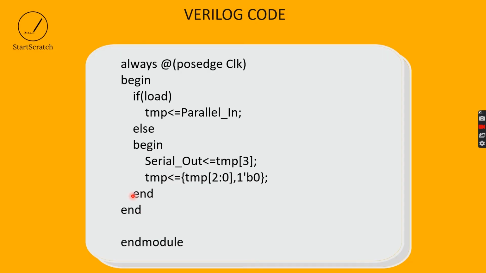Let's move to the procedural block, that is the always block. For every positive edge of the clock, there will be one condition, which will check whether load is 1 or 0. If the load is 1, the input will be given to this TMP variable. If the load is 0, the third bit of TMP will be given as the output, and using the concatenation operator we are getting 0 in place of this third bit. These two operations will occur at the same time.